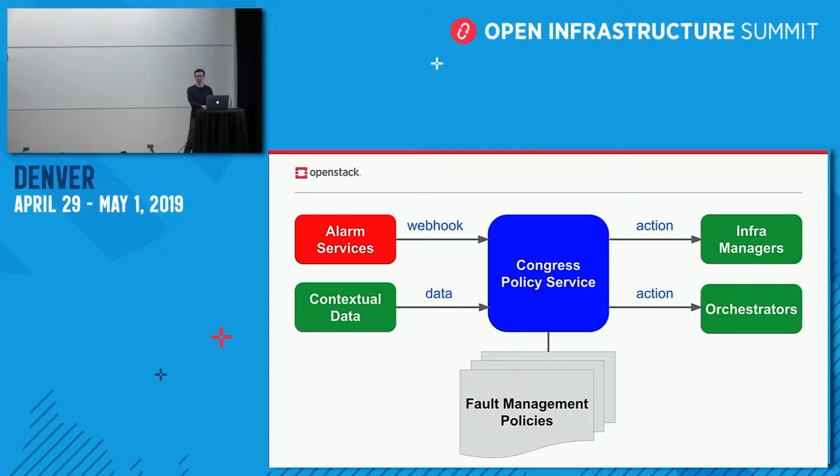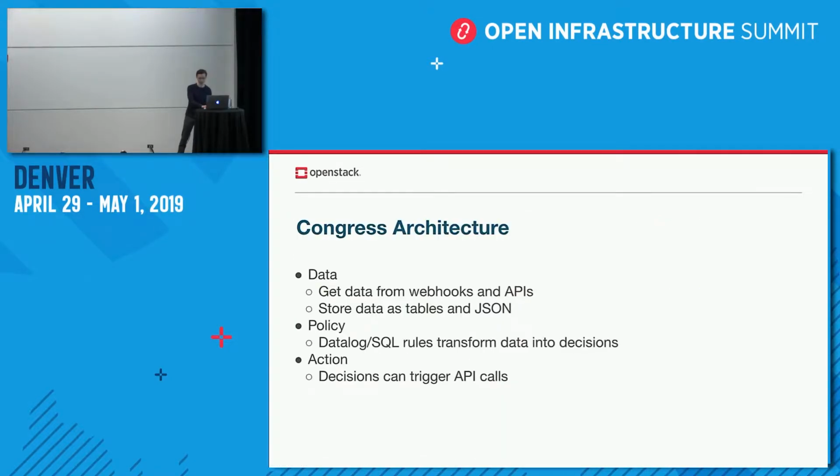Now, a little more about Congress. How does it work? The high-level architecture is very simple. There are 3 main pieces. First is the data. It gathers data from webhooks and APIs and stores that data as tables and as JSON.